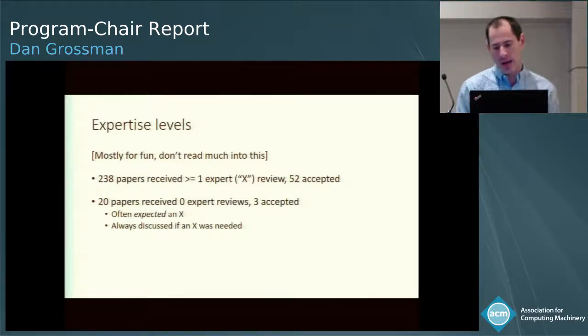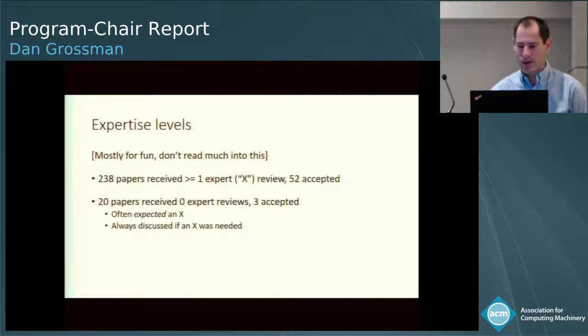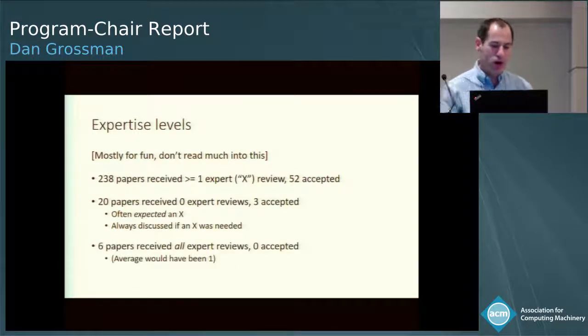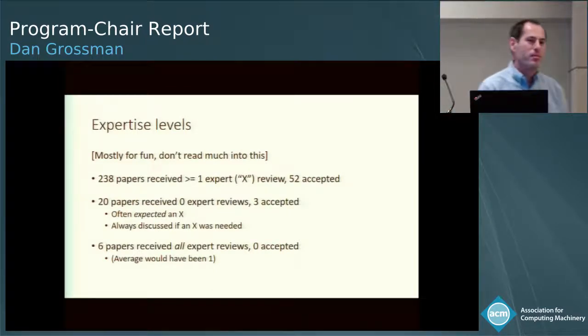And then for fun, I looked it up on the flight here a couple days ago. There were 6 papers that got all expert reviews, and 0 of them were accepted. So feel free to go have a beer and say, see, you don't want to attract too many experts. But I will point out that within rounding, you would have expected 1 out of 6. So we're not so far off. I think this is the law of small numbers, if you will.